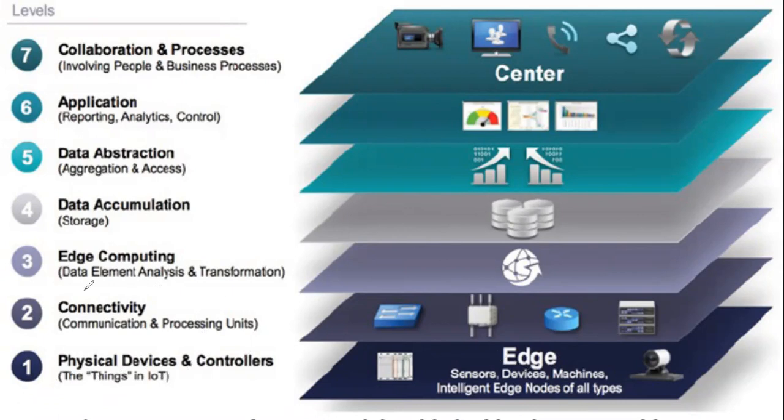For establishing that connectivity, we have a second layer, which we call the connectivity layer. The job of this is communication and processing unit. Whatever information we are getting should be collected by this network, and it should also be processed, remember.